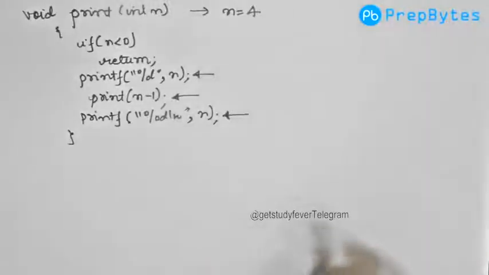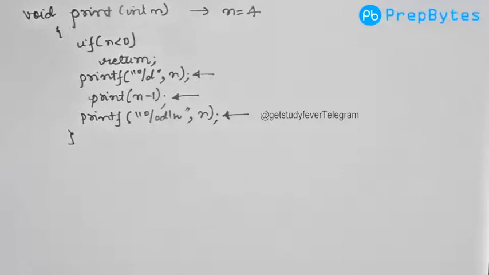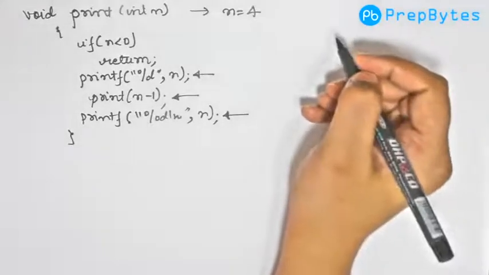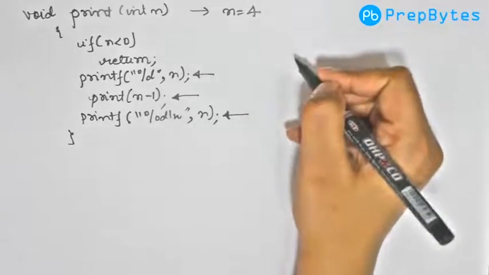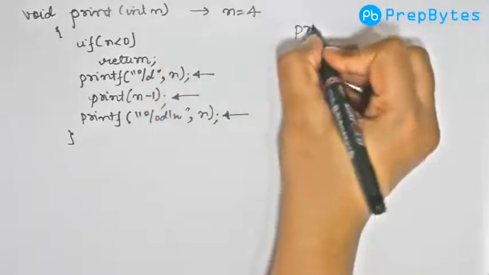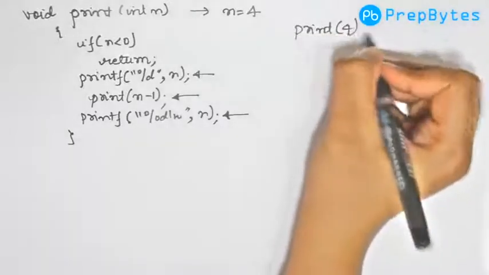I hope you have solved the problem. So in case you were unable to, let's discuss, and in case you have solved the problem, just match your answers. So let's try to solve this problem and reach the output. Okay, so what happens is, let's try to follow the stack approach. First print of 4 is called.